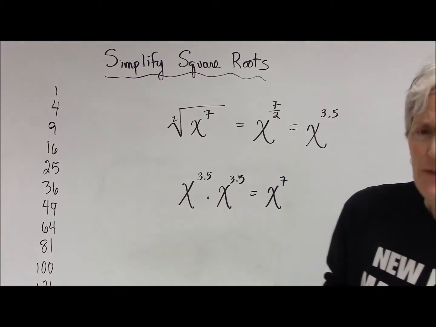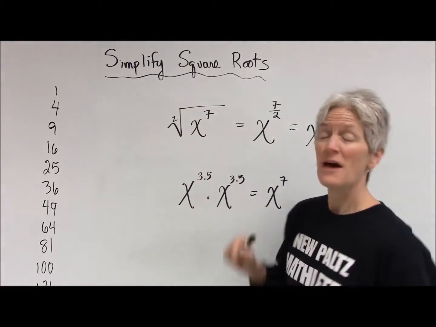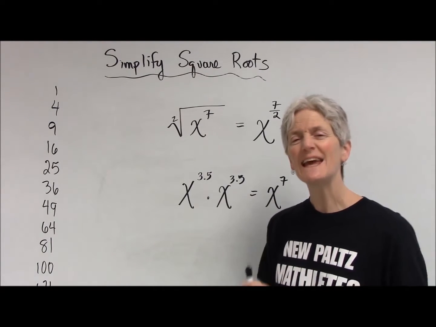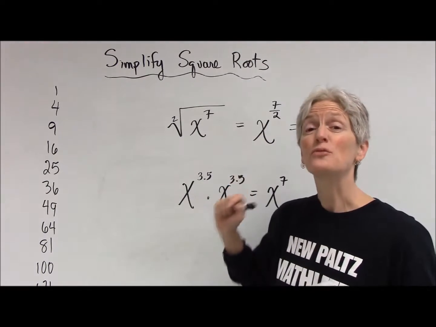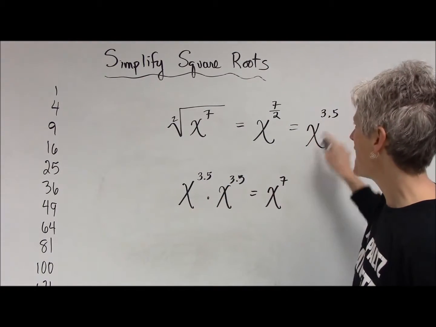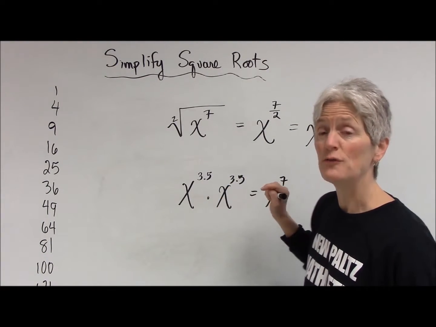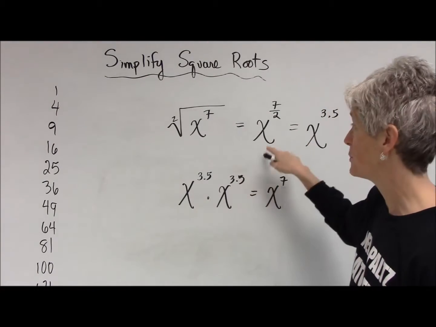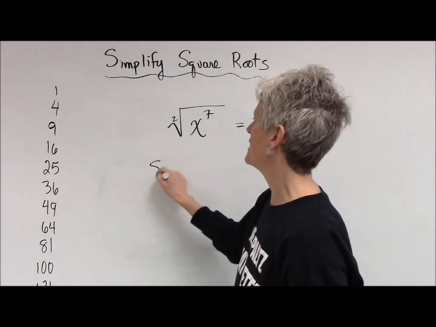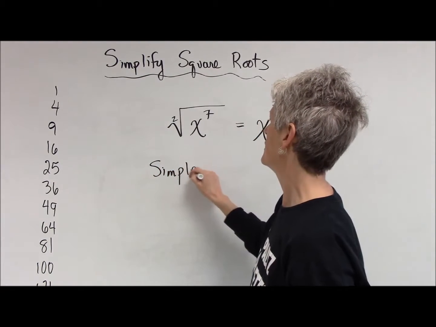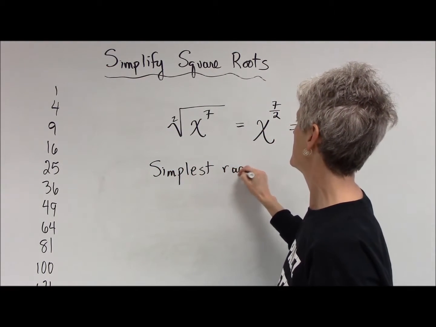But if I want to simplify my square roots and leave my answers in simplest radical form, this would not be considered simplest radical form. It would be correct. This is perfectly correct. But it would not be considered simplest radical form.